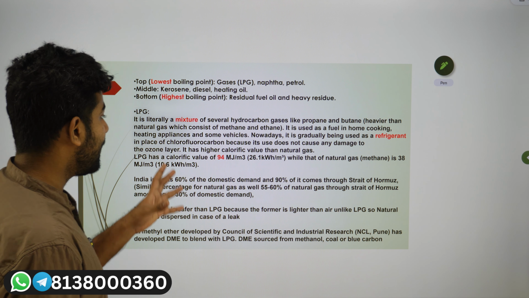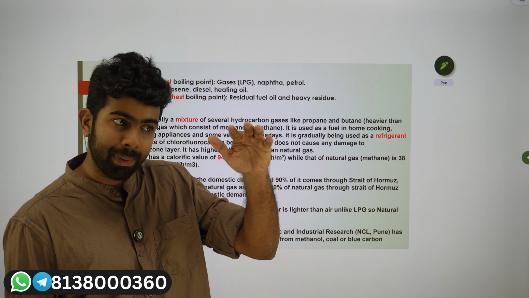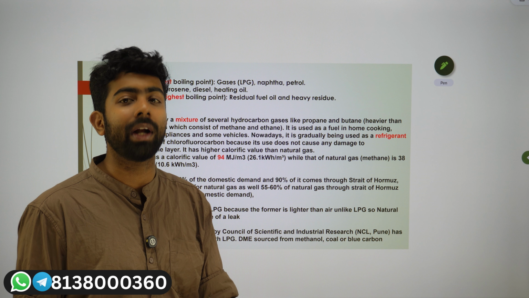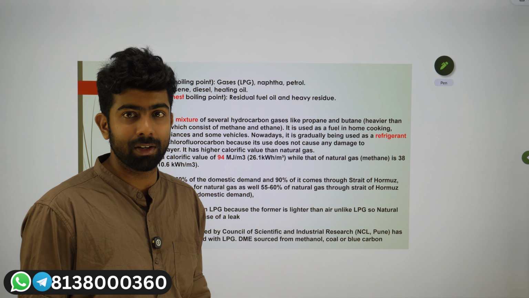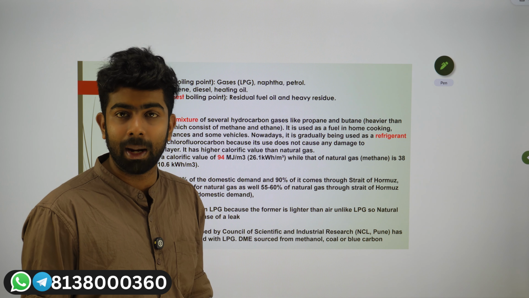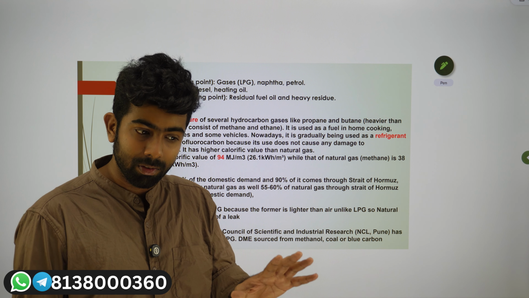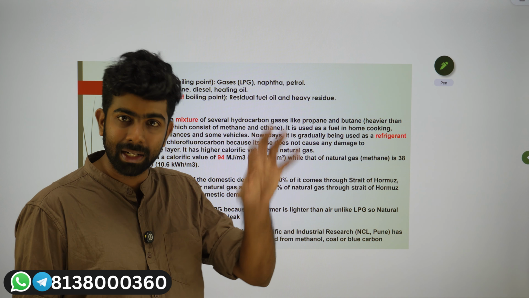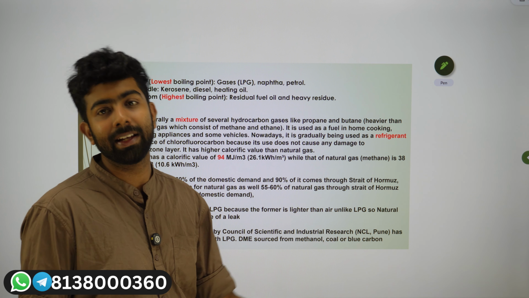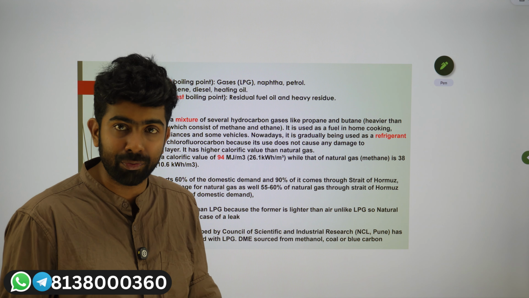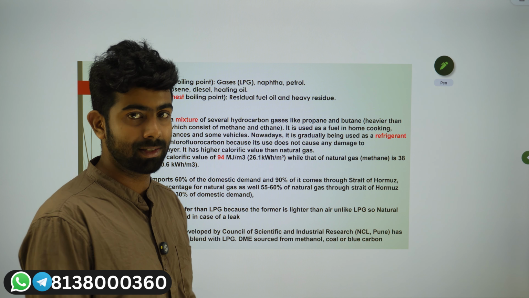So since it is heavier, whenever there is a leak, the LPG will settle down at the lower layers of the air. Right, which causes a safety risk because they are obviously inflammable. They will easily combine with oxygen to release heat. So since they are heavier, they won't disperse easily. But natural gas, since it consists of methane and ethane, is lighter and can get easily dispersed. So compared on safety, LPG is not as safe as natural gas.